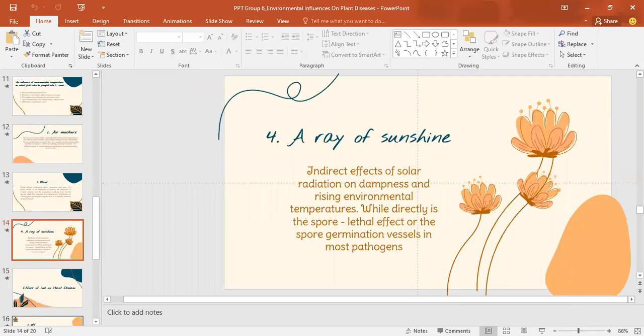For rays of sunshine, the indirect effect of solar radiation is raising environmental temperature, and the direct effect is a lethal effect on spores or on spore germination in most pathogens.